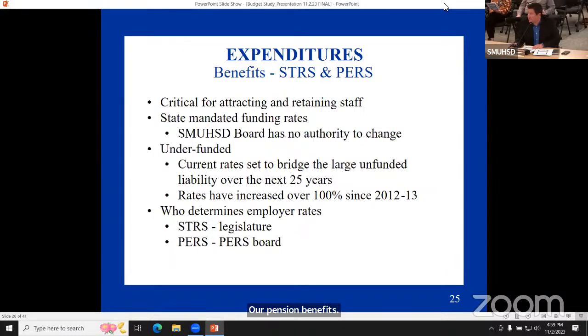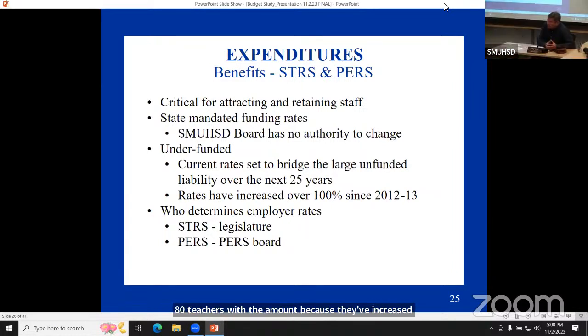They're critical for attracting and retaining staff, but the rates are state mandated. I think it's important to note that the rates have increased over 100% since 12-13. And while we're getting to the other side of that increase, those were severely impactful to schools over the last 10 years. To put it in perspective, we could hire another 80 teachers with the amount because they've increased our obligation to pay these funds. Correct. And we've reached a ceiling, but they're allowing for a 1% increase over time.